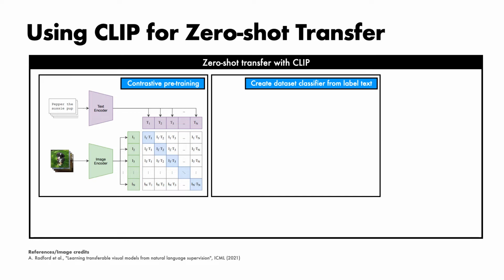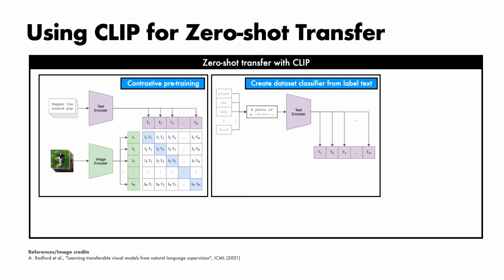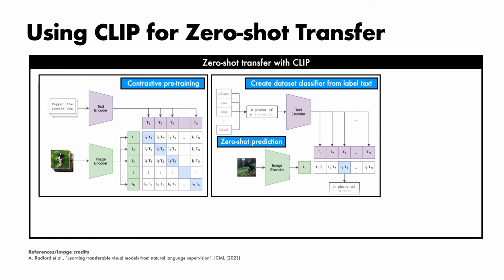We first create a dataset classifier from the text associated with each label in a dataset by taking each class label, inserting it into a template, and then processing the result with the text encoder to produce one text embedding for each class label. To perform zero-shot prediction, given a new image, in this case of a dog, we pass it through the image encoder to produce an image embedding, which is then compared against each of the text embeddings, and the text embedding for which the similarity was highest, which is highlighted here in blue, is returned as the prediction of the model.